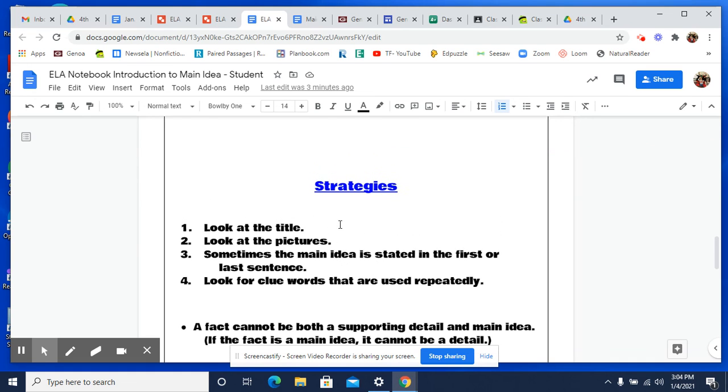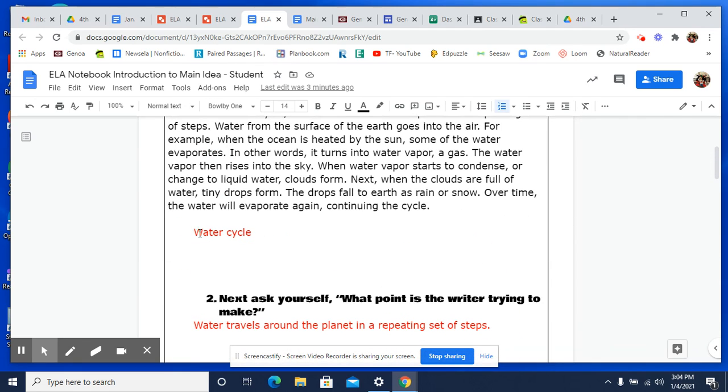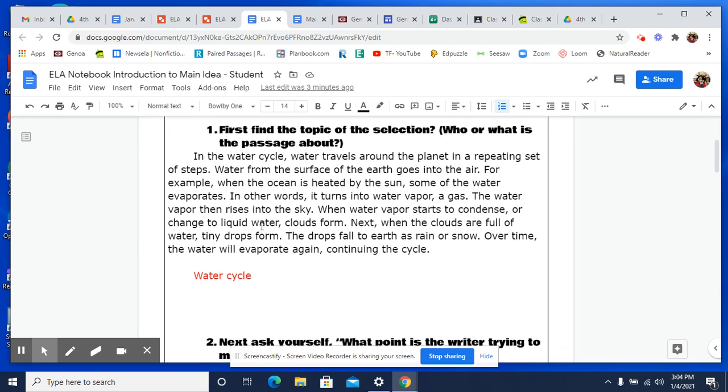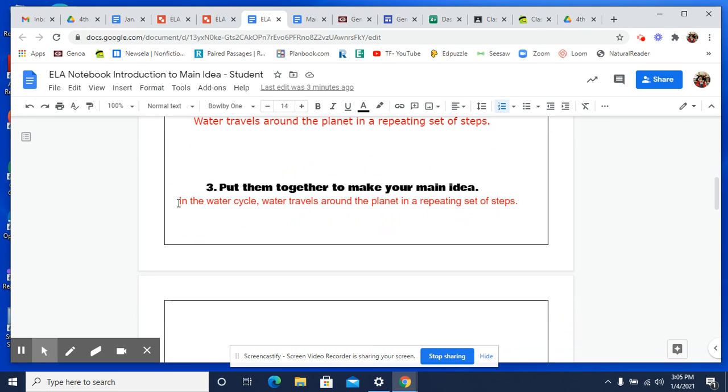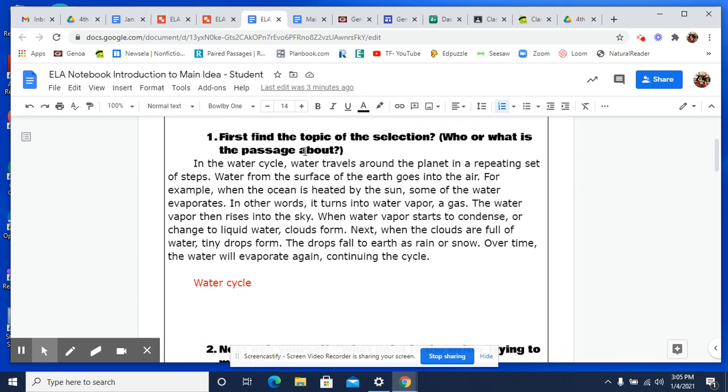Remember that the topic is going to be just your one or two word phrase, right? Water cycle. That's the topic. But the main idea must be a complete sentence, okay? And you can find the main idea in the article, okay? If it's a well-written article, it should be in the article. It should be in the passage. So you just have to find it, okay?